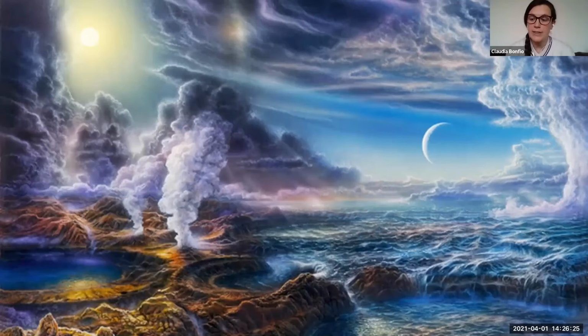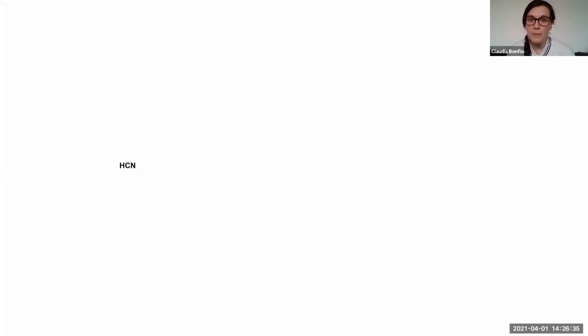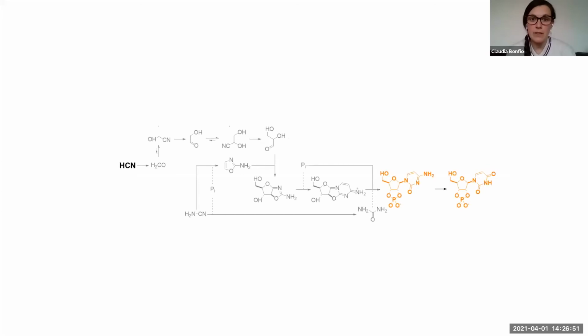And so what we know about what was present on early Earth 4 billion years ago is that there were some very small molecules that today we consider to be very toxic. One of them is hydrogen cyanide. So we are very aware that hydrogen cyanide is a very toxic molecule. But what we've been finding in the lab is that from hydrogen cyanide, you can build, for example, nucleotides.